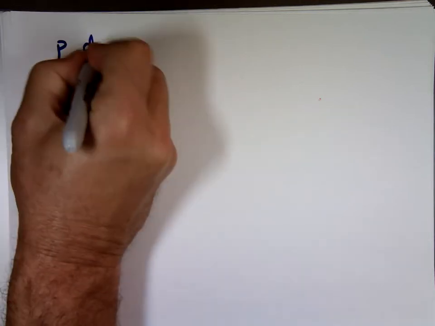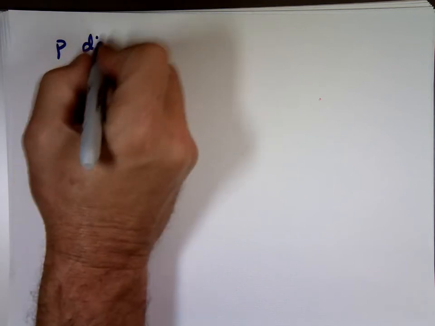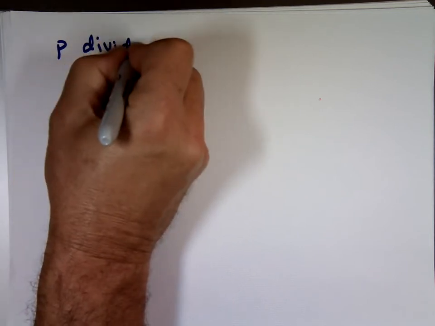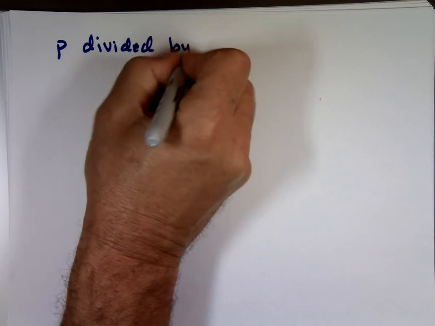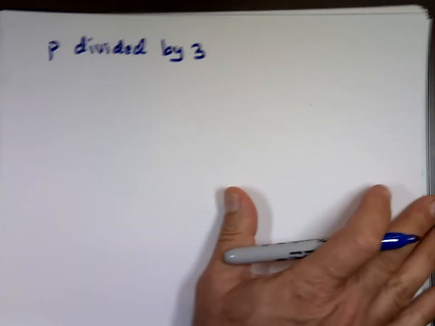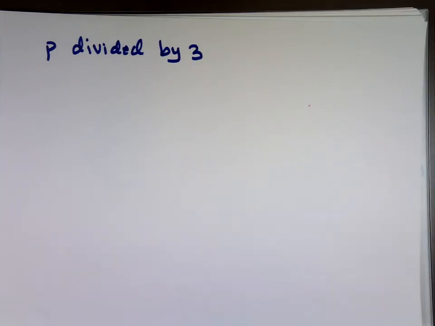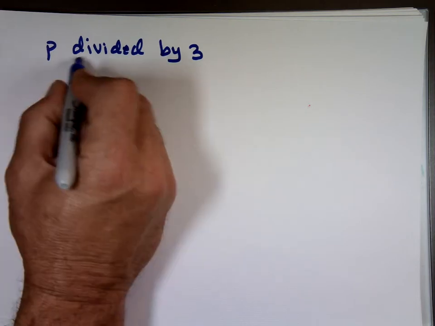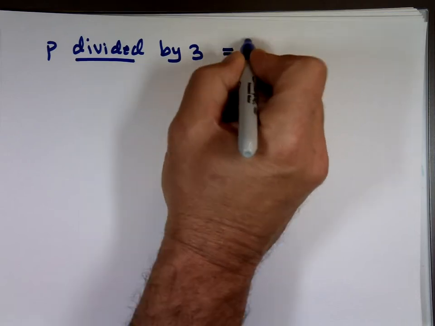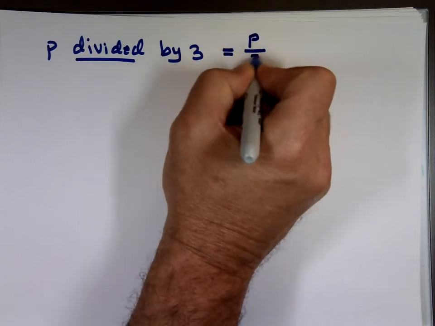Let me start with not a bad one. P. I'll mix them now. It's not all one thing. P divided by 3. Any suggestion? Look at your list. Divided means what? Division. That'll be what? P over 3.